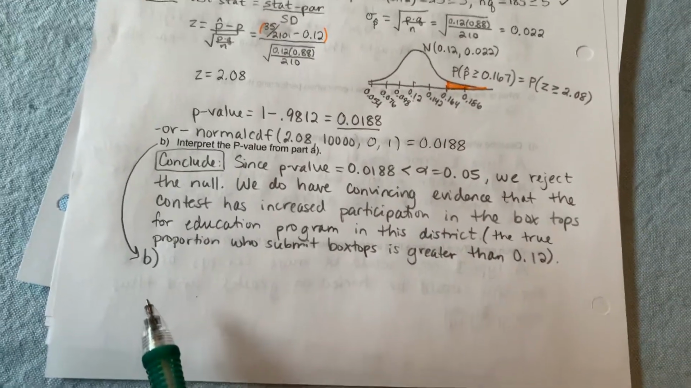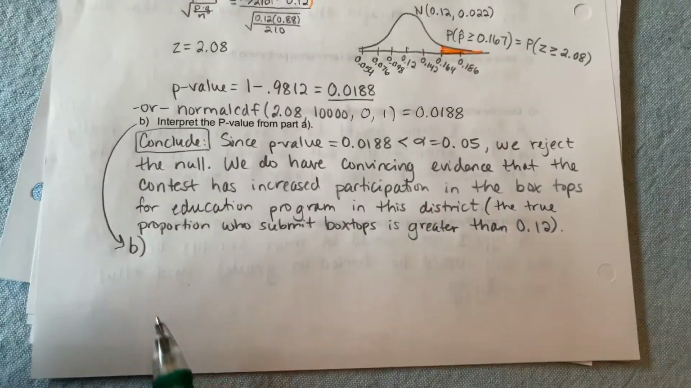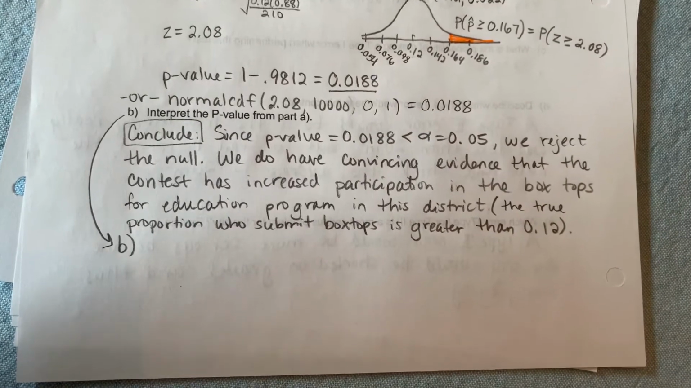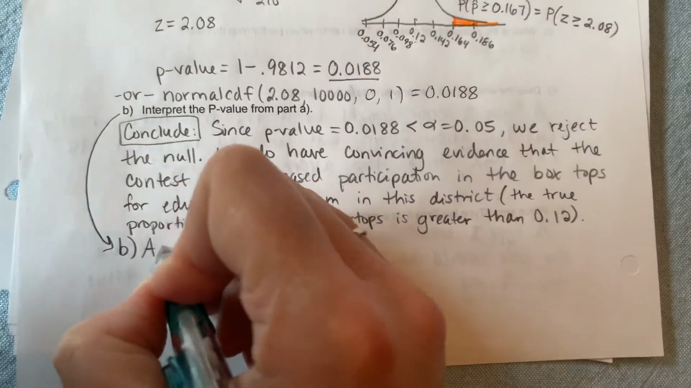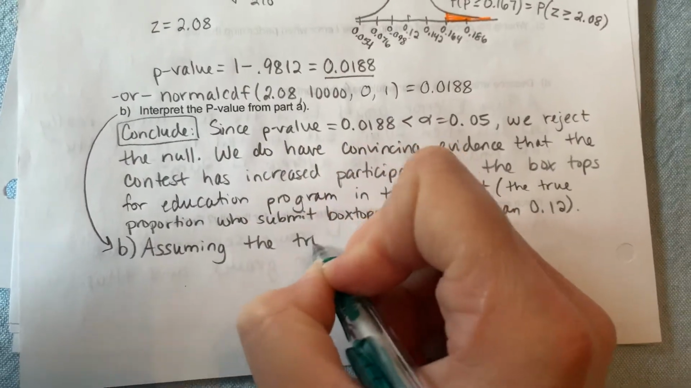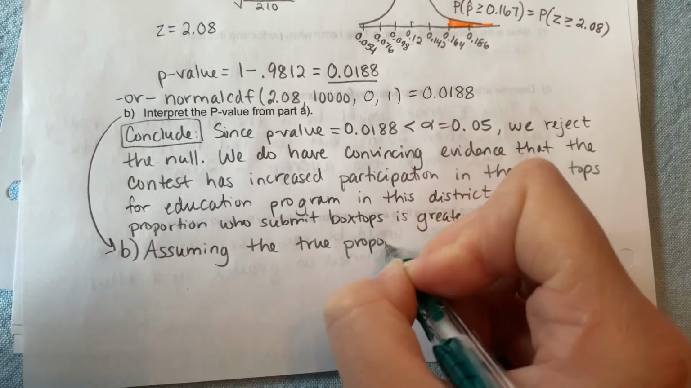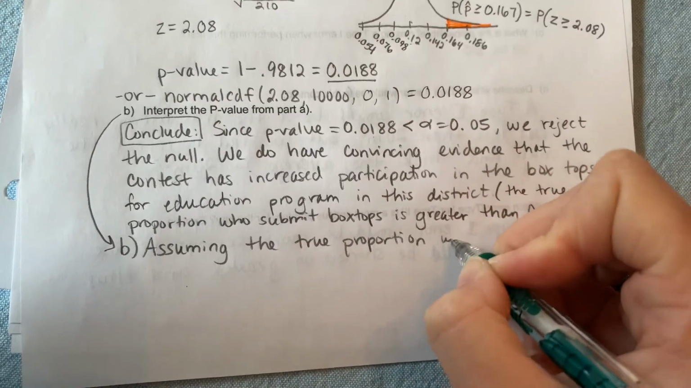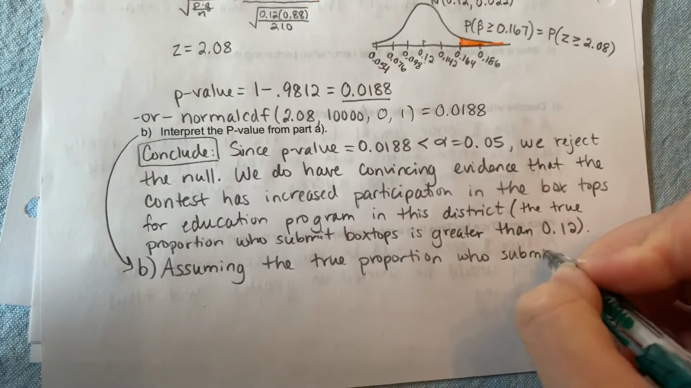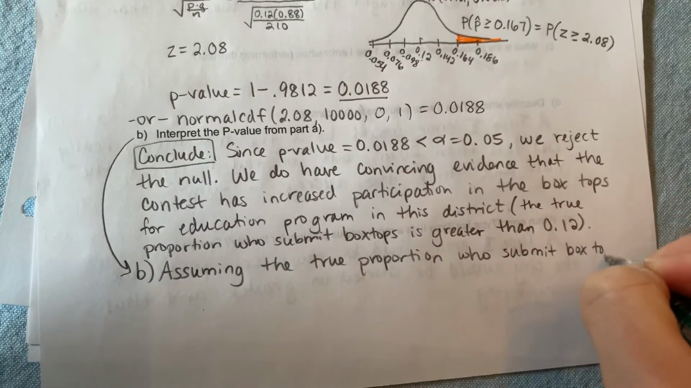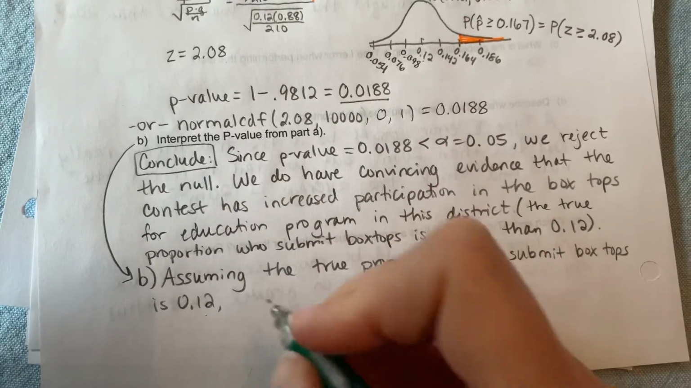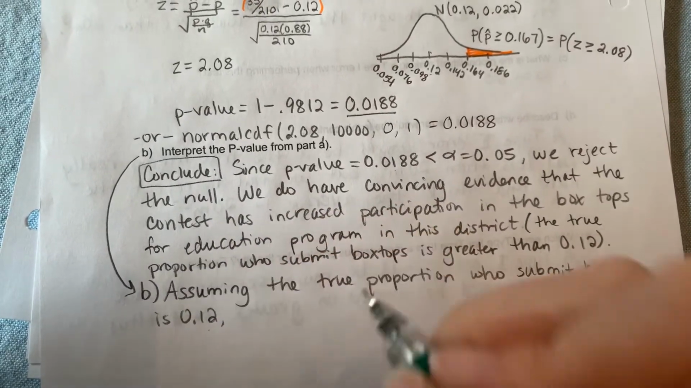Okay, so now we're ready to interpret the p-value from part B. So remember, whenever we interpret a p-value, we say assuming the null is true. So assuming the true proportion who submit Box Tops is actually 0.12. The p-value is that probability.